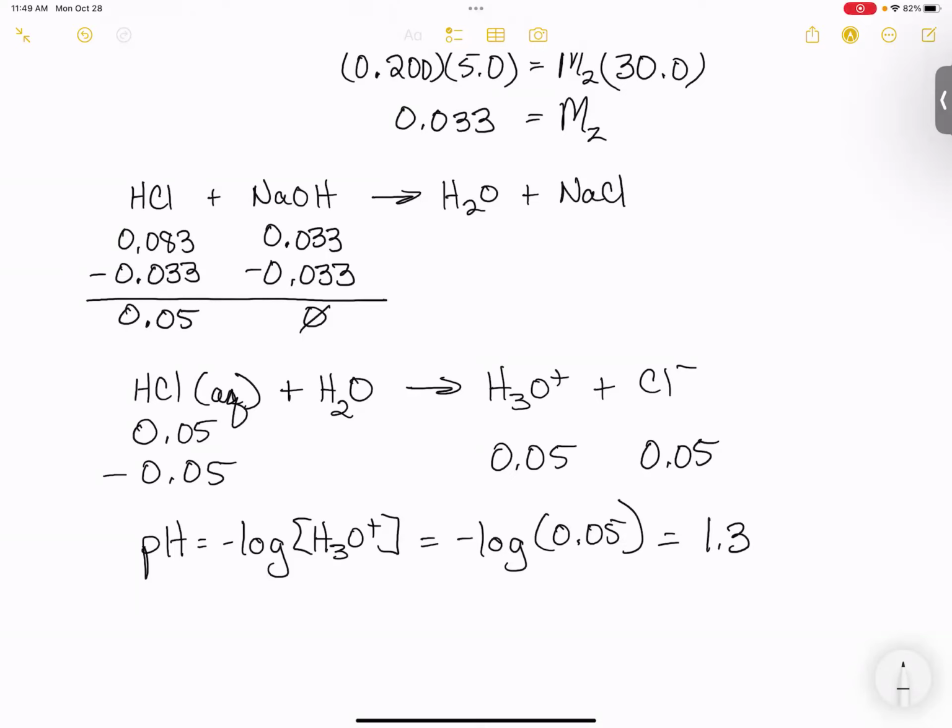Yes. Go ahead. So the one that has the lowest concentration is the one that's going to be used up. As long as there's a strong acid or a strong base involved, whoever's got the lowest concentration is getting used up.